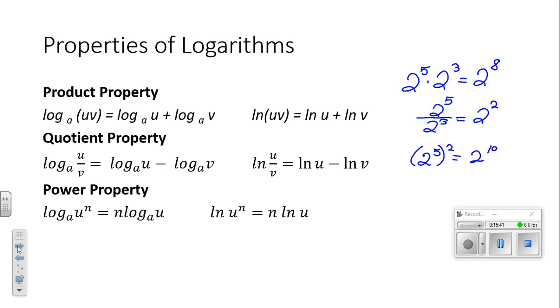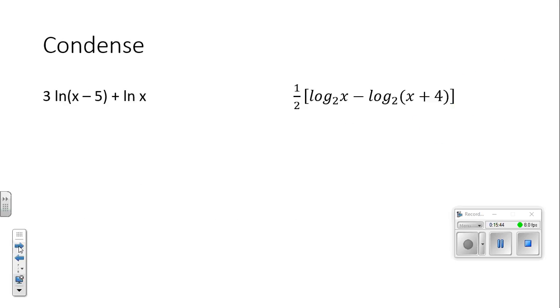Okay, so how would we condense 3 times the natural log of the quantity x minus 5 plus the natural log of x? I want to make it so tight that we only have one natural log when it's all said and done.